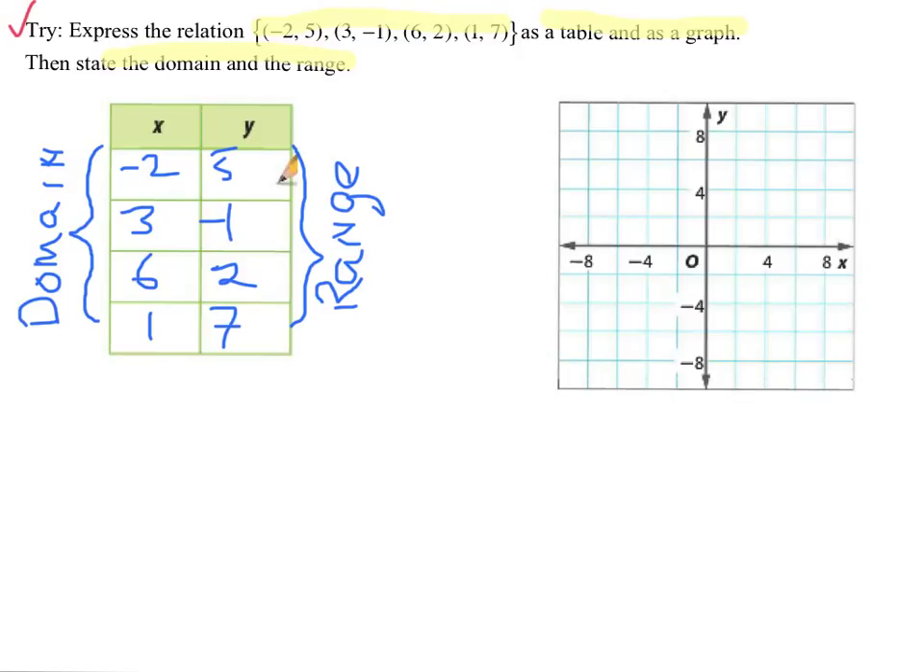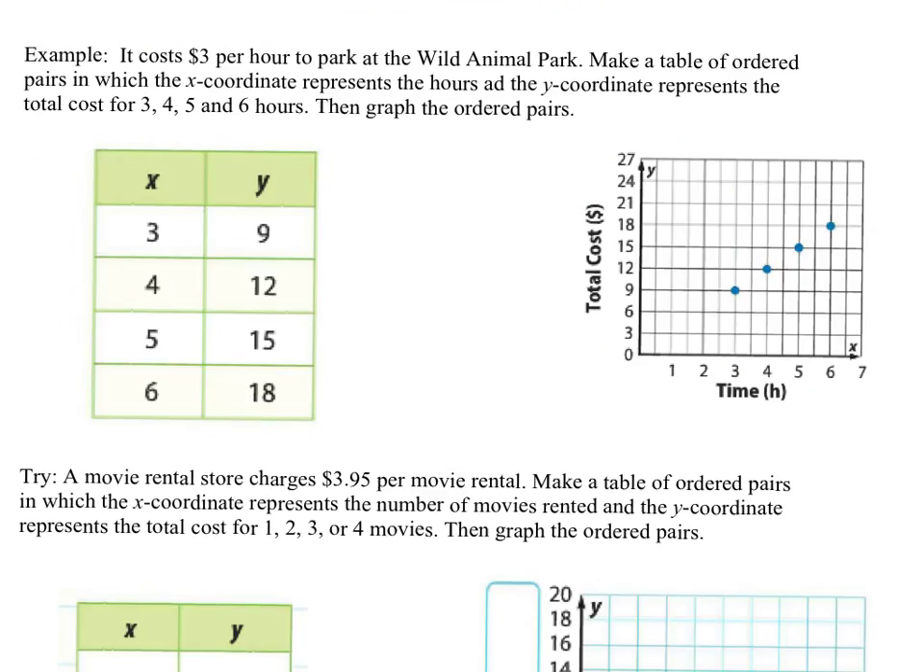This is the graph of -2, 5. It's right between the point lines here. This is 3, -1. Here is 6, 2. Here is 1, 7. Here's another example of make a table of the ordered pairs, graph the ordered pairs, and before you do that, you have to describe the equation of the line.